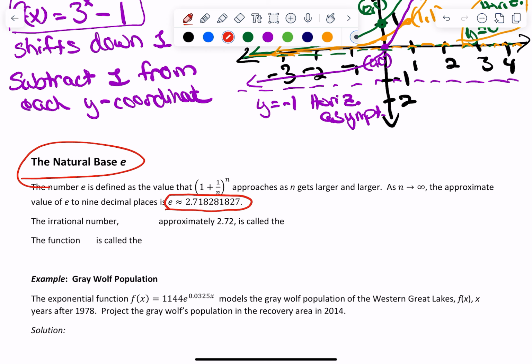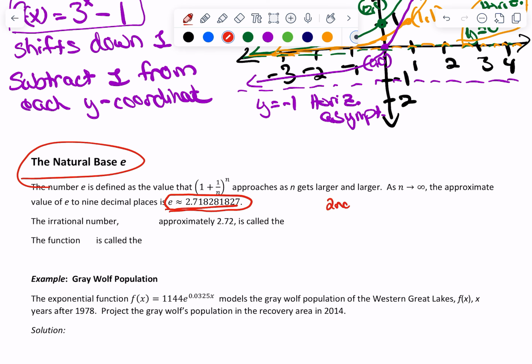You will find e on your calculator. On the left side, there's an ln button, and above it is e to the power of x. So you're going to use the second and ln, and when you press second and ln and then 1, you get this number right here.